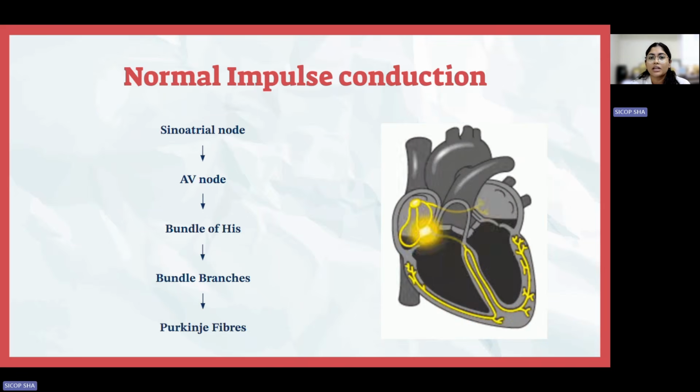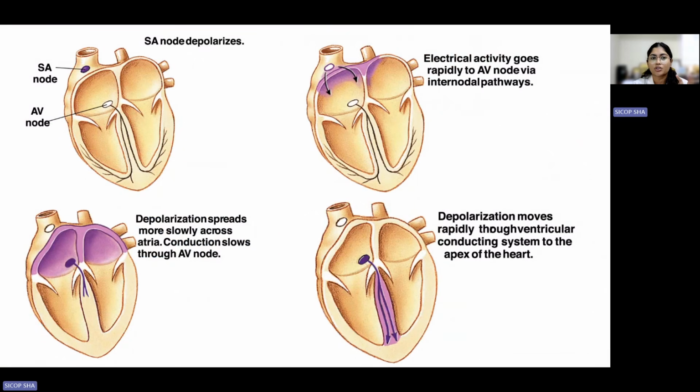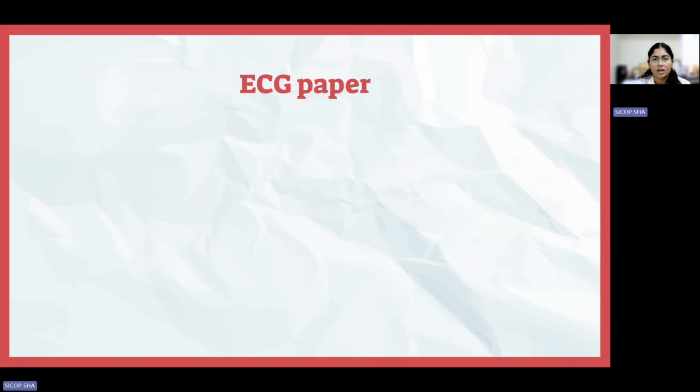So this is your normal conduction. From the SA node, the impulse is conducted to the AV node, then to the bundle of His, then to the bundle branches, and then to the Purkinje fibers. First, the SA node depolarizes. The electrical activity goes to the AV node through the internodal pathways, and then there is depolarization of the atria, followed by depolarization of the ventricles, or contraction of the ventricle, and spread of the impulse throughout the heart.